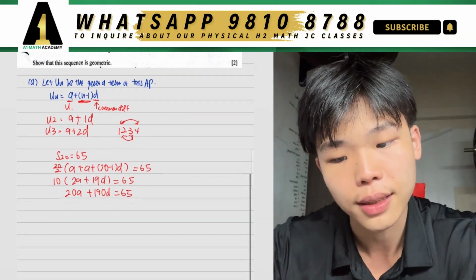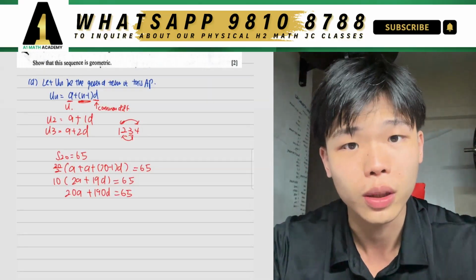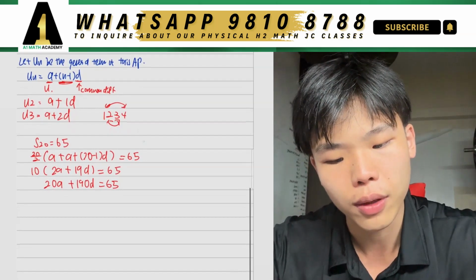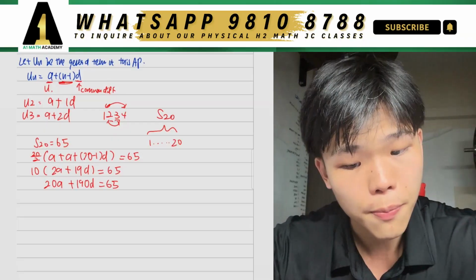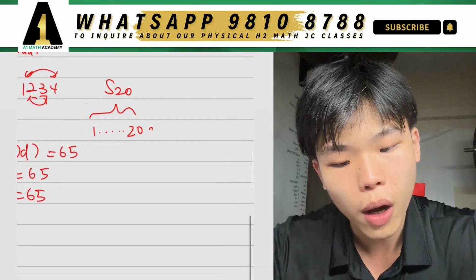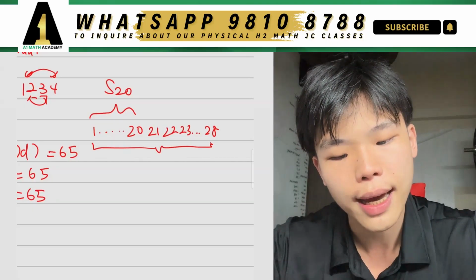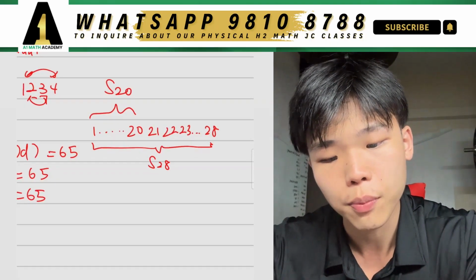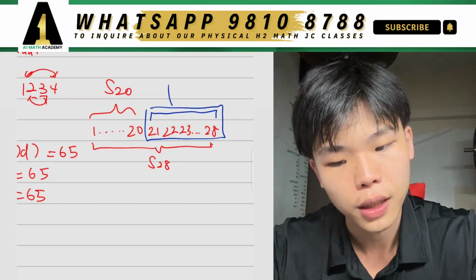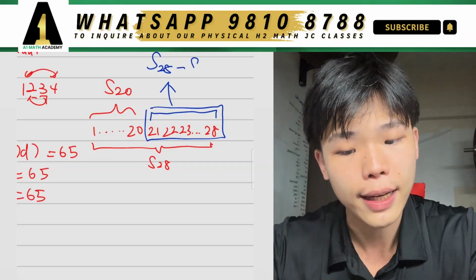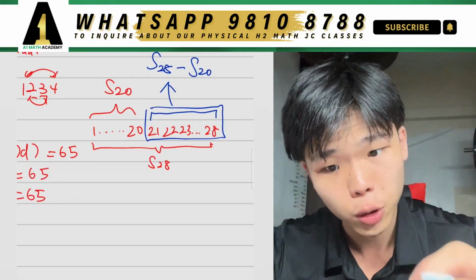Now the next equation that we have is the sum of the next 8 terms, so from the 21st term all the way until the 28th. If I write it out like that, we know that 1 dot dot dot up until 20 forms S20, the sum of the first 20 terms. Now 21, 22, 23 all the way until 28: this over here is actually S28, but we don't want S28 because we only want this portion over here. Therefore, we can describe this portion as S28 minus S20. We take the sum of the first 28 terms, then after that we minus away the first 20 terms.